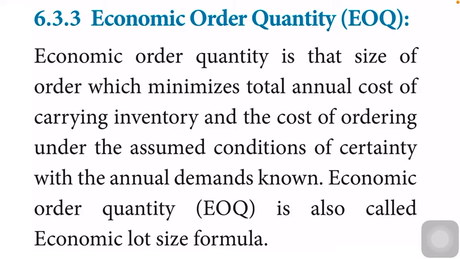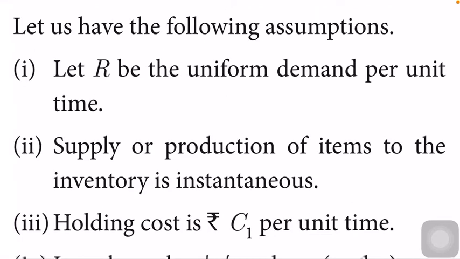Economic order quantity, we call it EOQ, and it minimizes the annual cost. It deals with the cost of ordering and some certain conditions, and it is also known as the economic lot size formula. Let us learn a few terms that we use in this topic.